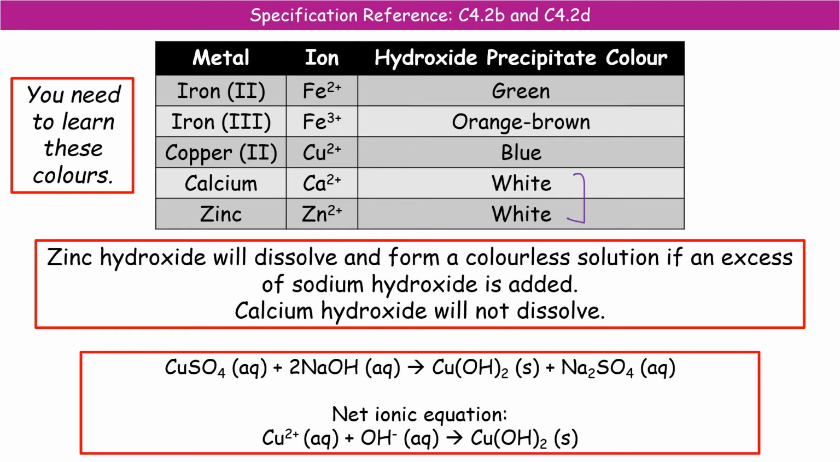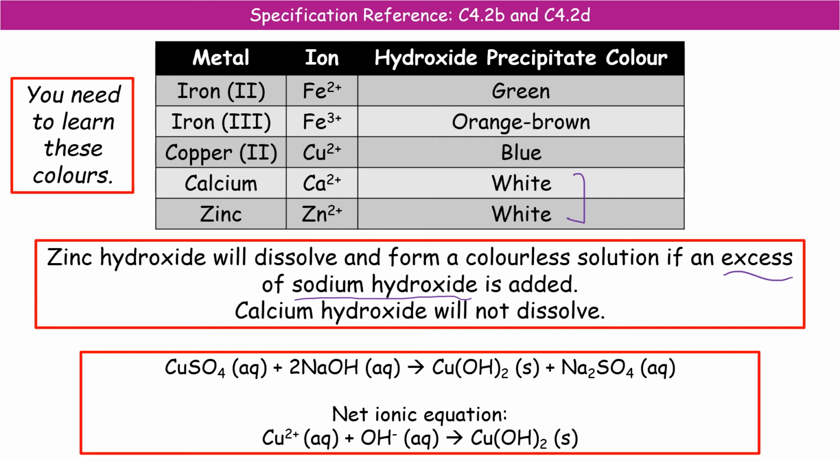What we need to do to identify whether we've got calcium or zinc is we add an excess of our sodium hydroxide. When we do that, if it's zinc hydroxide, then it dissolves and we get a colourless solution. If it's calcium hydroxide, it will not dissolve no matter how much sodium hydroxide you add to it. So again, make sure you've learnt these colours, make sure you know how to work out whether it's zinc or calcium hydroxide present, and beware that they could ask us to write ionic equations based on this.